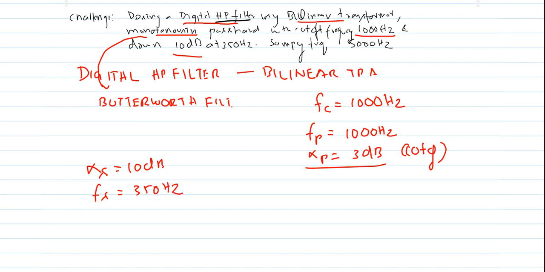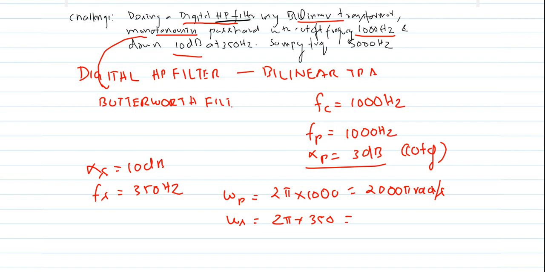First we'll convert these frequencies into radians. Omega p is equal to 2 pi into 1000, so this value is 2000 pi radians per second. Similarly, omega s is equal to 2 pi into 350, which becomes 700 pi radians per second. So we have omega p, omega s, alpha p, alpha s.